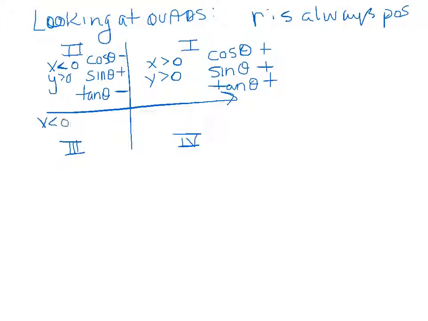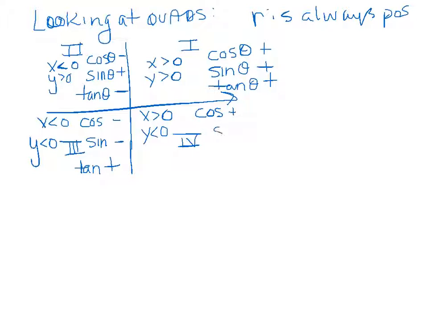In the third quadrant we can play the same game. X is less than 0, but y is also less than 0. So here the cosine has to be negative, the sine has to be negative, and the tangent, two negatives make a positive. And then in the fourth quadrant, of course, x is back to being positive, y is still negative, so the cosine is positive, the sine is negative, the tangent, 1 positive, 1 negative, makes a negative.